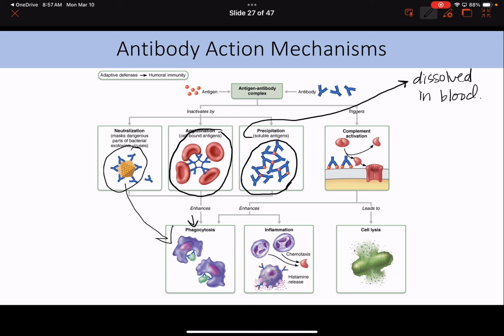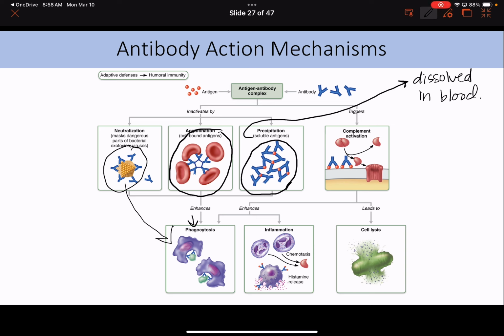So what antibodies can do is bind to those little soluble molecules, and it precipitates them or makes them come out of solution. So it turns something dissolved into something like an ice cube that's now floating in the blood. And it's easier to identify. So once they precipitate it and it's no longer dissolved, then a phagocyte like a monocyte or macrophage can come in and engulf it. It just makes it easier to see, easier to capture.